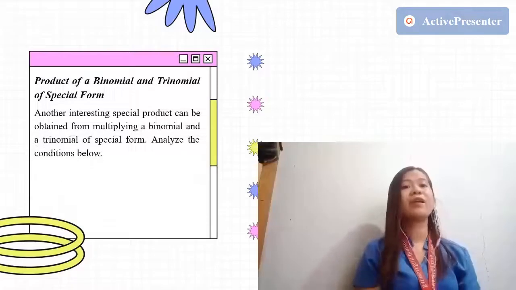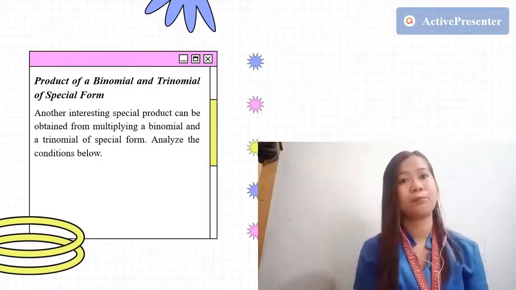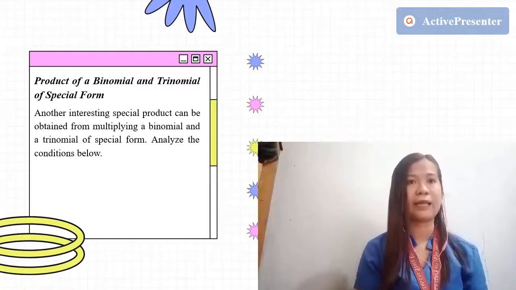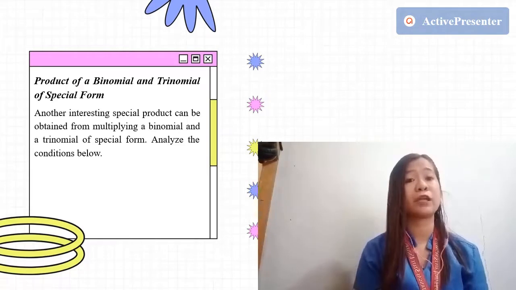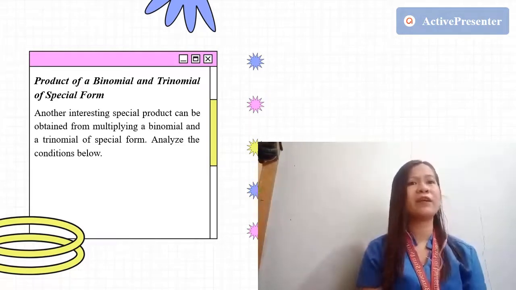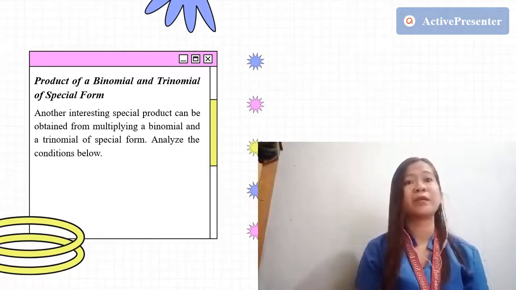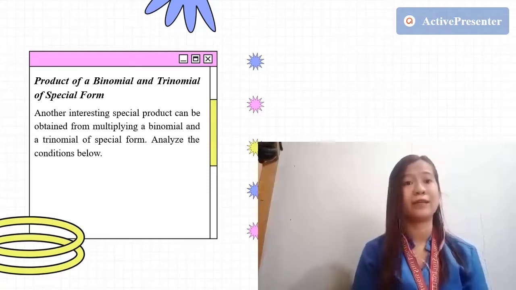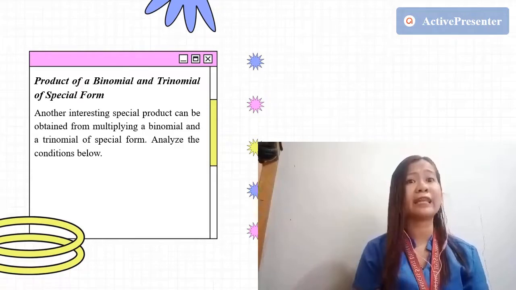Here we are at the last part of the special products. We have the product of a binomial and a trinomial in special form. Another very interesting special product is the multiplication of a binomial and a trinomial. Okay? So let us analyze the conditions below.